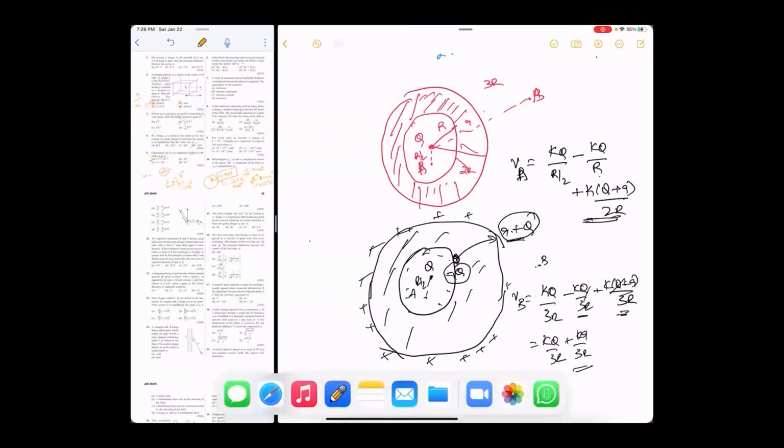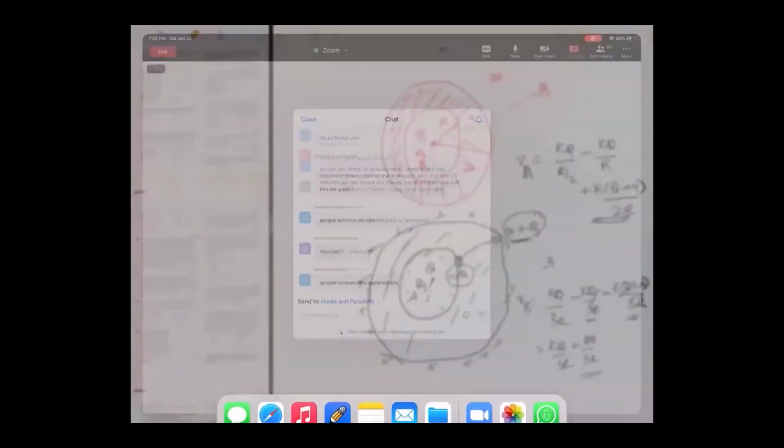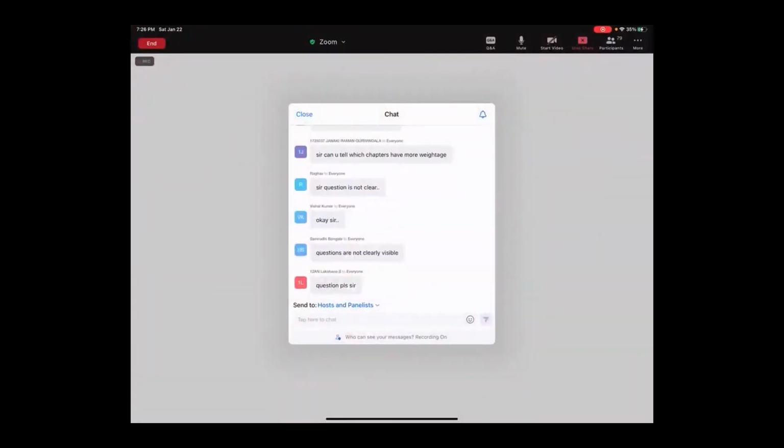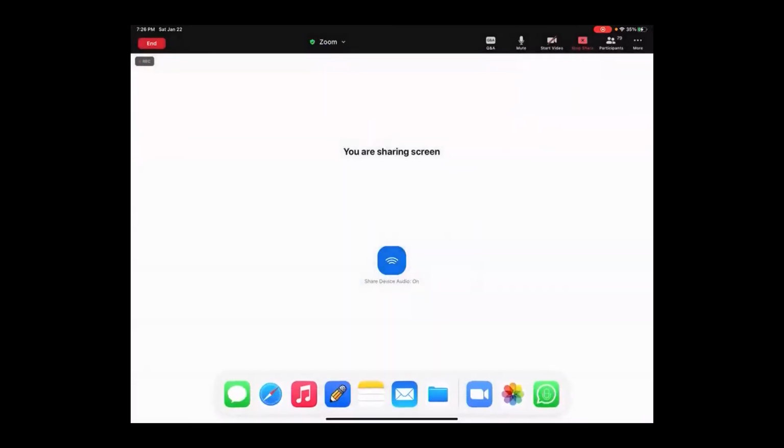Right? Take screenshot, guys. Still not clearly visible, so take a screenshot.